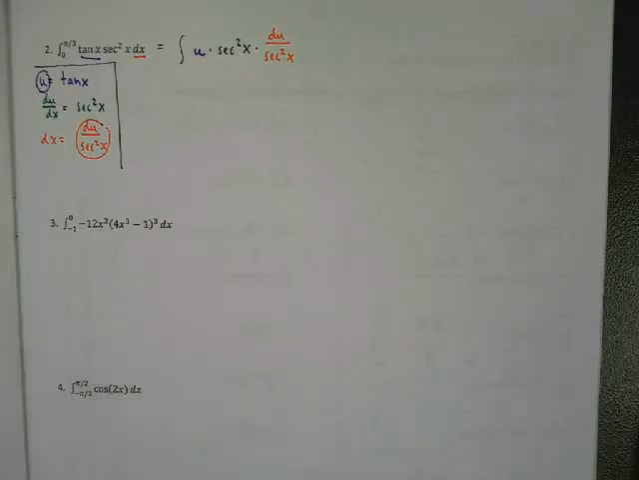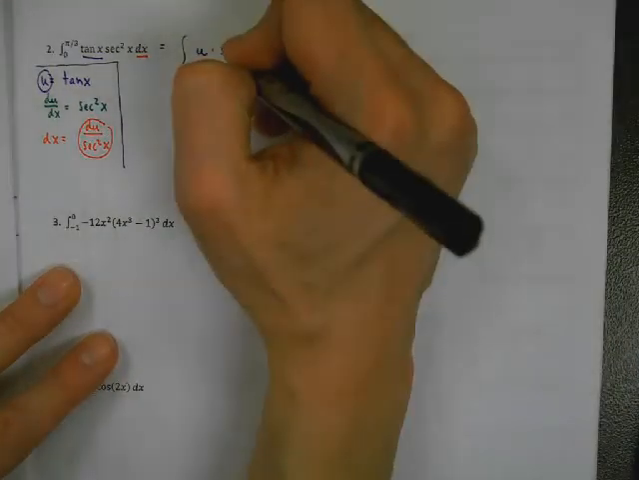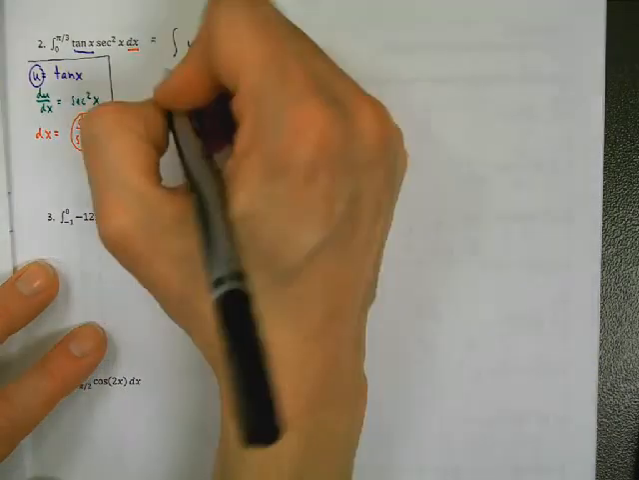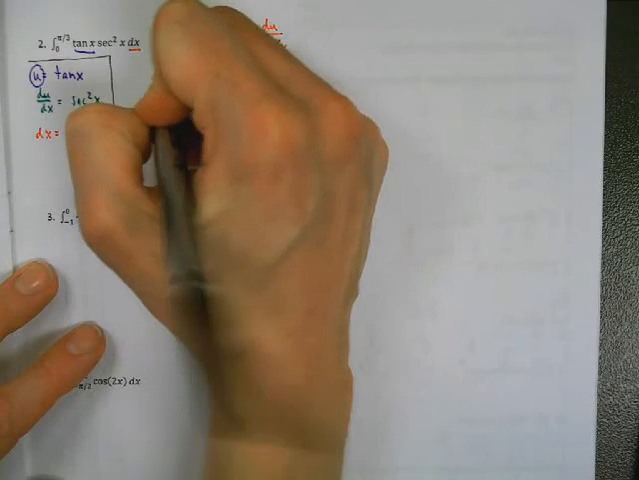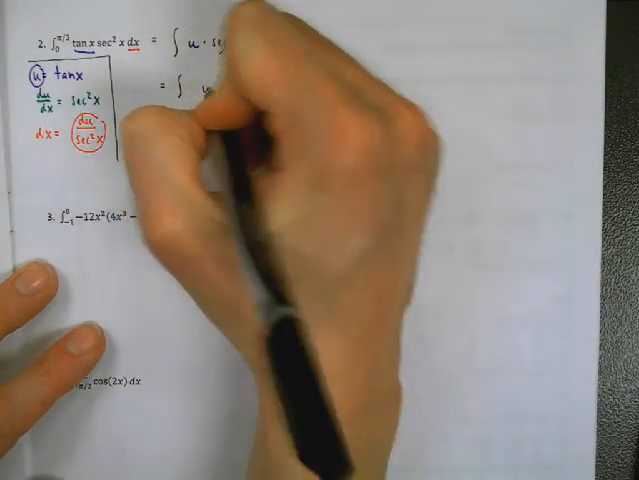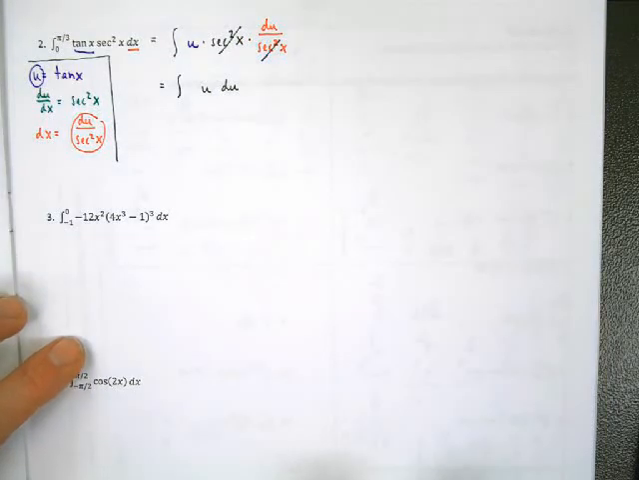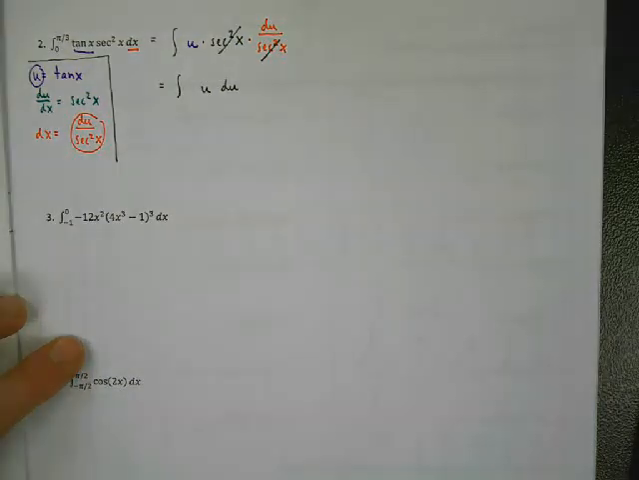So now, again, I'm happy here. I notice these secant squared of x terms drop out. So all I'm left with is something really easy to deal with. It's just u du. And all I have to figure out is the change of bounds now.